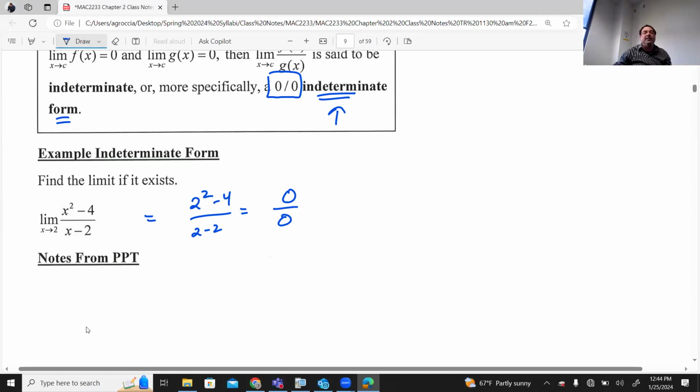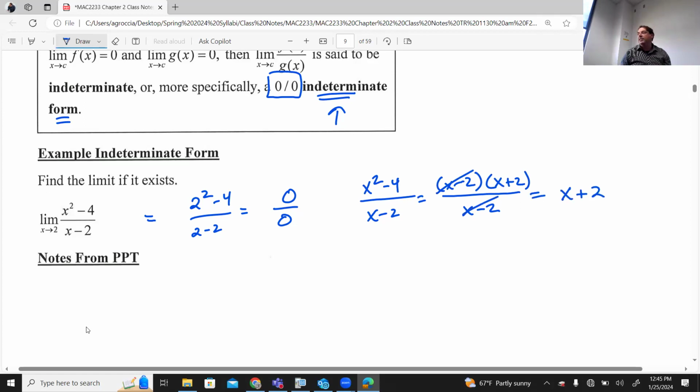And when that happens, that means you should have factored the top, factored the bottom, and simplified. Again, you need to know how to factor. But that 0/0 is a big clue. That's what you should have done. So x squared minus 4 is x minus 2 times x plus 2, over x minus 2. So x minus 2 cancels, and this simplifies to x plus 2.